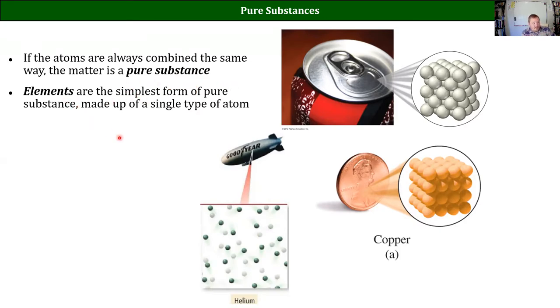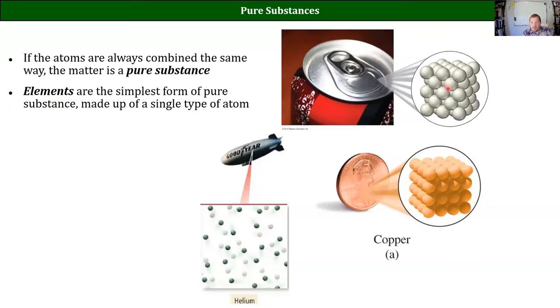And the simplest form of a pure substance is just having a pure element. So anytime we have a whole bunch of atoms where every atom has the same number of protons in it, that's a pure element. And so, for instance, if we have helium as a gas, every helium atom has the same number of protons and has more or less the same properties. And so we consider that a pure substance that's made of a single element. So we call that an elemental substance, or just an element.